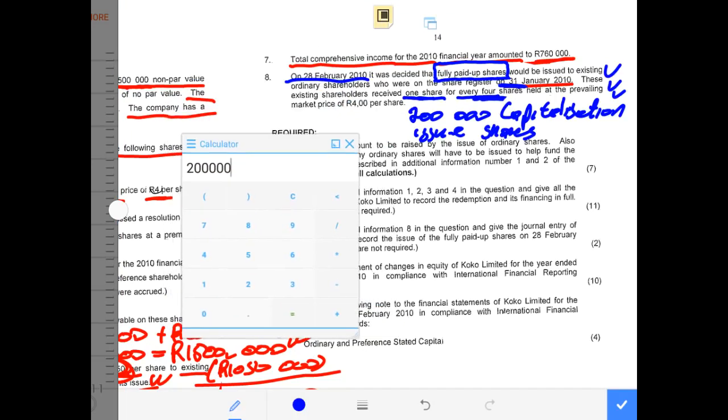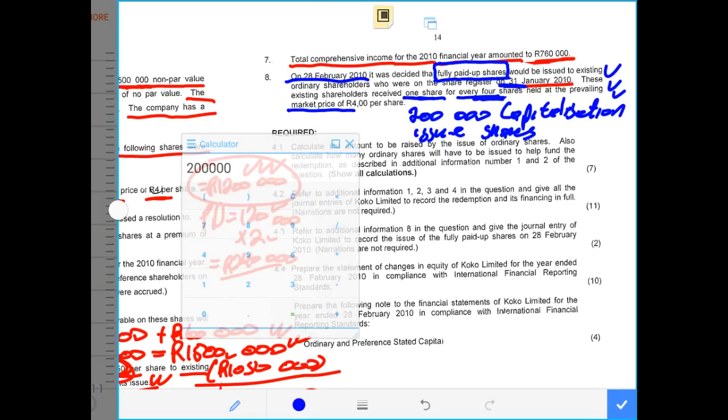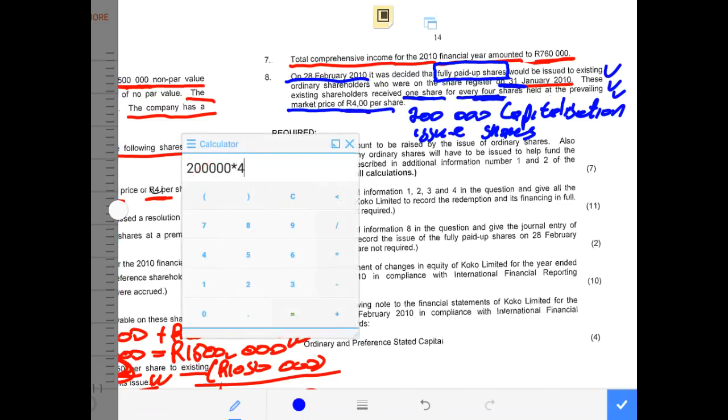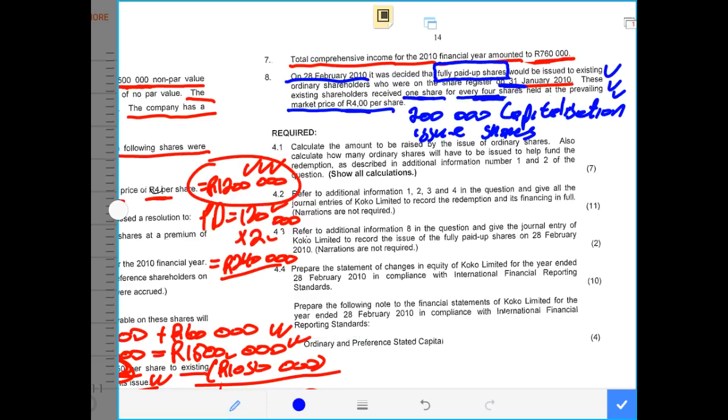And at what price were they issued? That is number 8, the last sentence. They were issued at the market price of 4 rand. Therefore, 200,000 times 4 will give us 800,000 that the company will have to pay for free to the existing shareholders. It is very good, guys, to be a shareholder. Please buy shares and you'll enjoy eating money at the end of the accounting period.